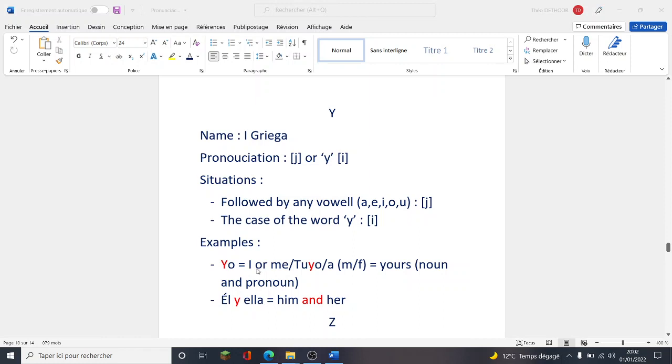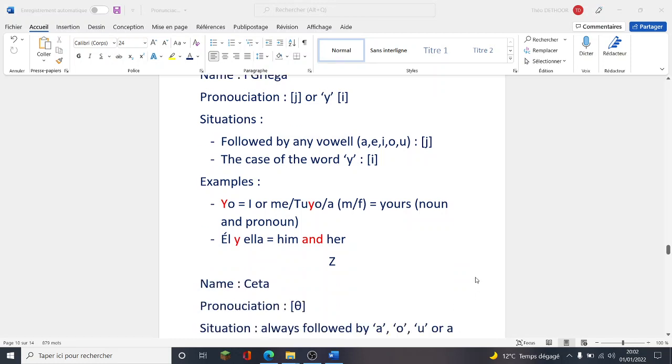Yo, which means I or me. Tuyo or tuya, which is masculine and feminine and means yours as a noun or a pronoun. And we have, for example, él y ella, which means him and her. So here, in this case, it's y alone as a word, which means and in Spanish, if you don't know.